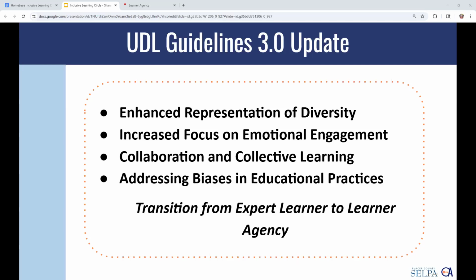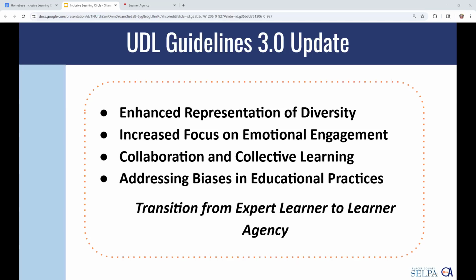And one of the primary reasons for this shift from expert learner to learner agency is really the very word expert carries a lot of bias within it. Because when you think about the word expert, it's like a way to achieve a goal or a way that we need to achieve, how are we going to achieve that task? Rather than the many amazing ways that we can go about achieving and getting to our goal.